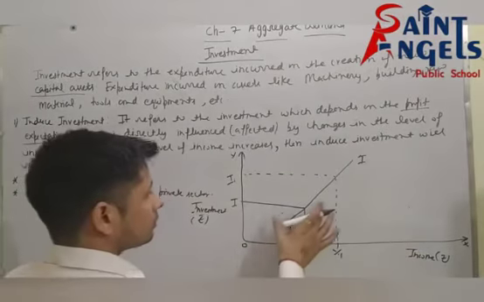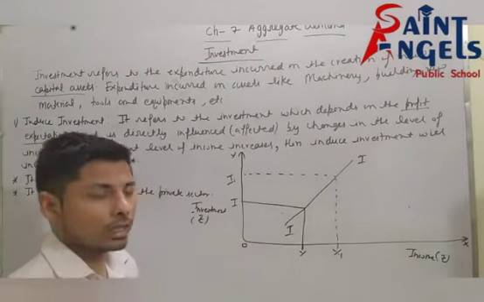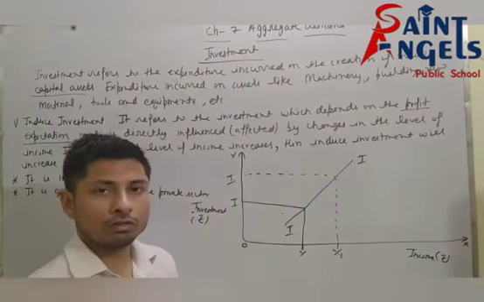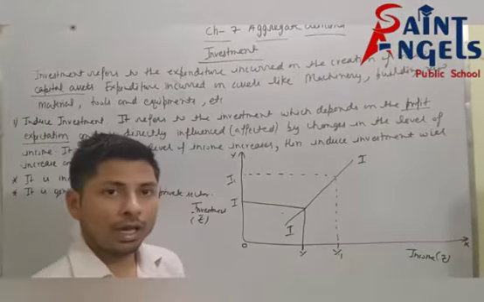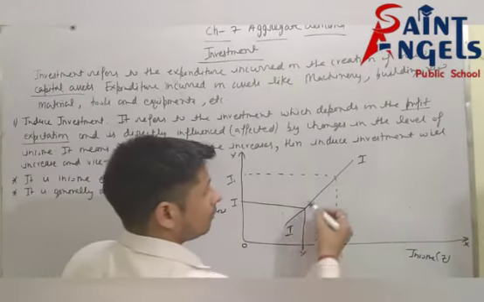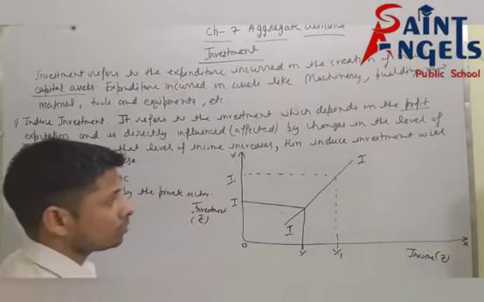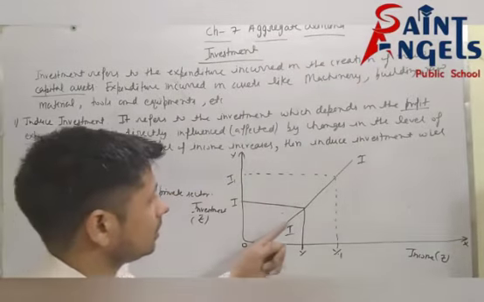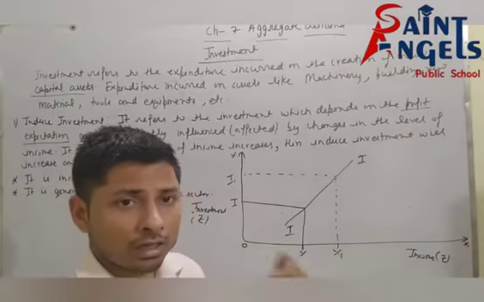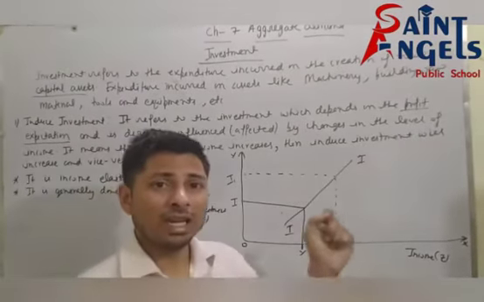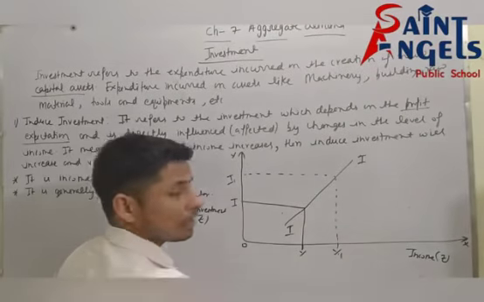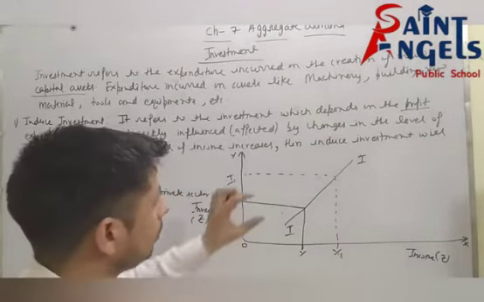See, how will you explain this diagram? First of all, investment is measured on the y-axis, income is measured on the x-axis. This upward slope of the induced investment curve indicates a positive relationship between investment and the level of income. I hope all of you have understood.